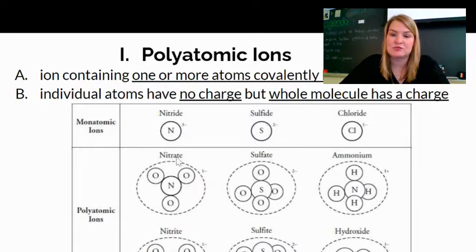Notice that nitrate is really similar to nitrite. It just has 1 less oxygen. Same with sulfate and sulfite, just 1 less oxygen. I just got an error message. I hope this is still recording.